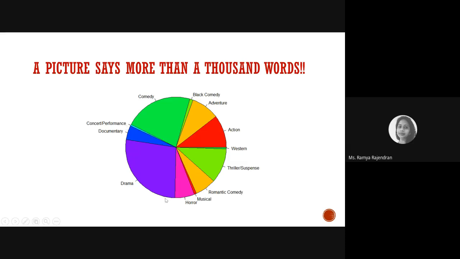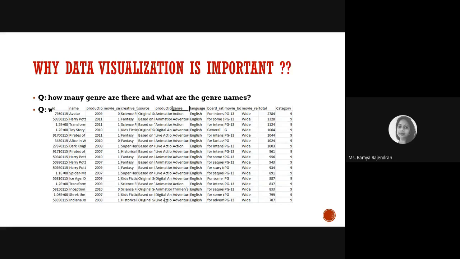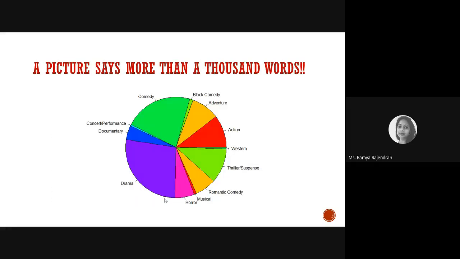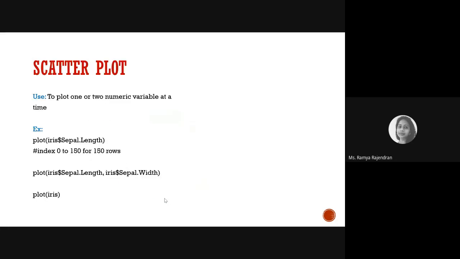Concerts or performances. Too many genres available. Okay, right? So if you had just seen this information in the data table format, I'm sure you would never have been able to identify the number of genres and the genre names. Okay, so definitely a picture is worth more than 1,000 words.